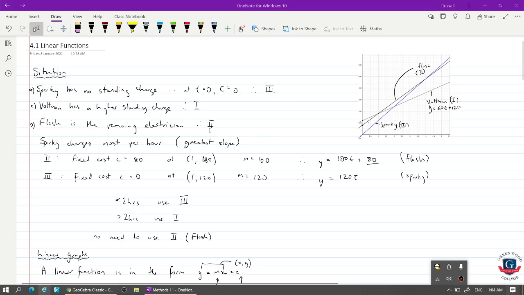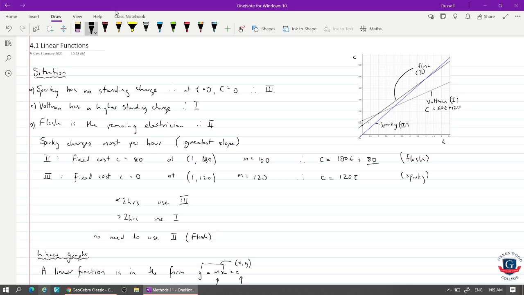Now, the question asks us to find the equation of each line. We've been given the first one for Voltman for this line here. It's 60t plus 120. And in fact, though I've put y here, it would be c for cost. And this axis here would be c. And this axis here would be time. Now, we could do the same for these two.